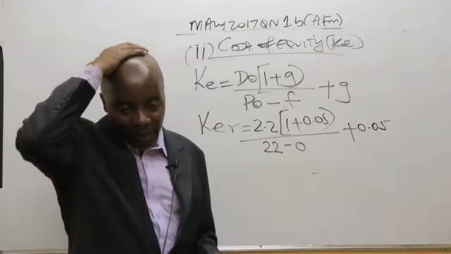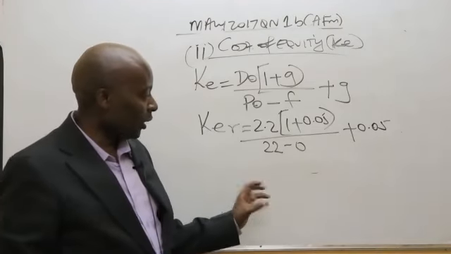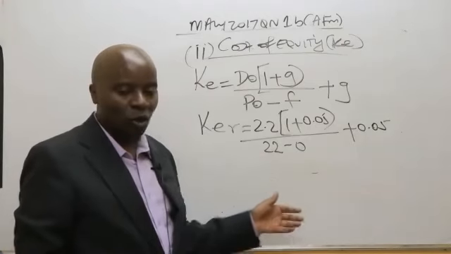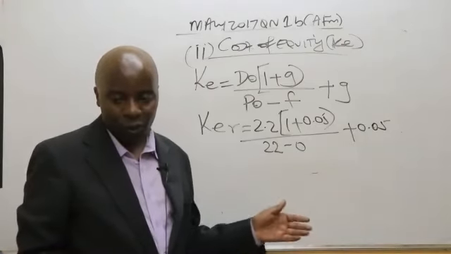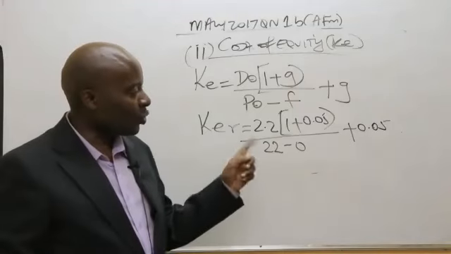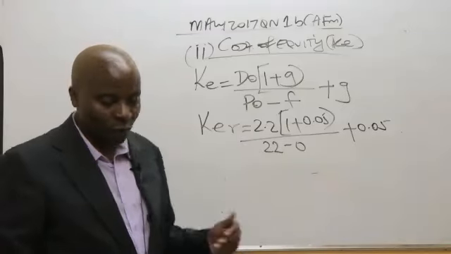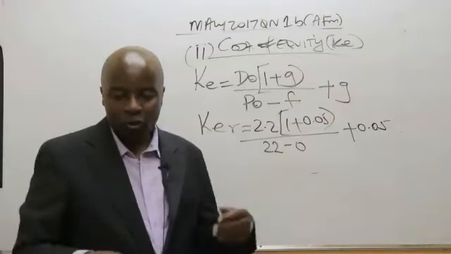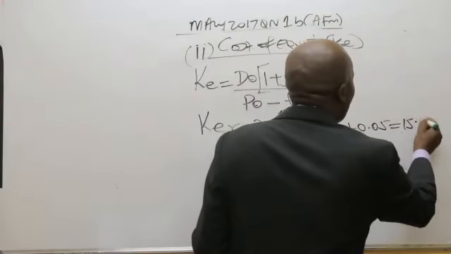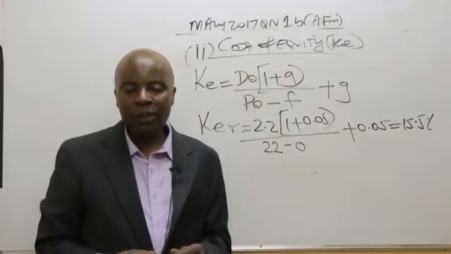So if that happens, ladies and gentlemen, I need to go a little bit slowly with my calculator: 2.2 times 1.05 all over 22, and then you say equals. Once you say equals, you add that 0.05, and that gives us the cost of retained equity. Of course, whatever you get, you multiply by 100%. I'm seeing many of my students saying that the correct answer is 15.5%. Thank you very much.